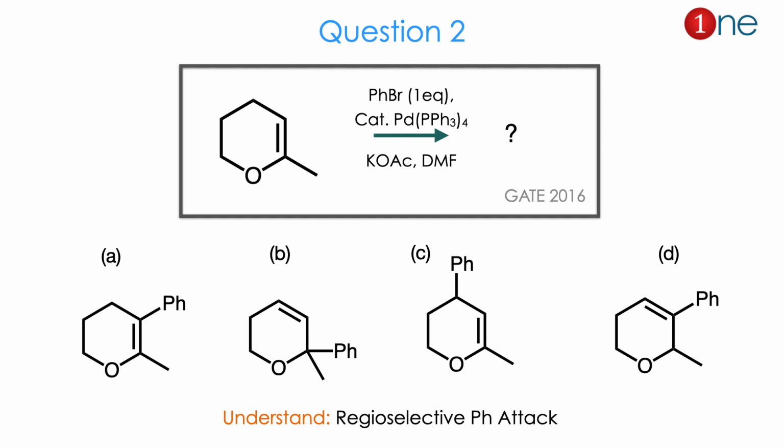Then question number 2. The starting material is a cyclic system with a hetero oxygen. You have an alkene and a methyl group. You are using phenyl bromide and palladium phosphine. You are using potassium acetate and DMF. They ask you to find the product.